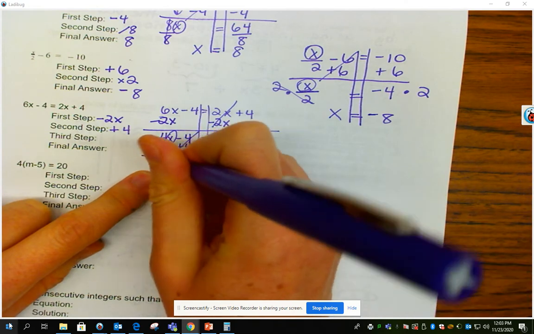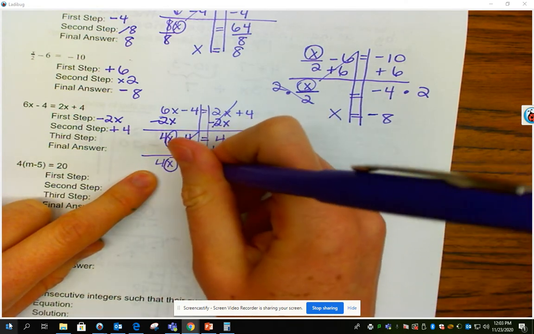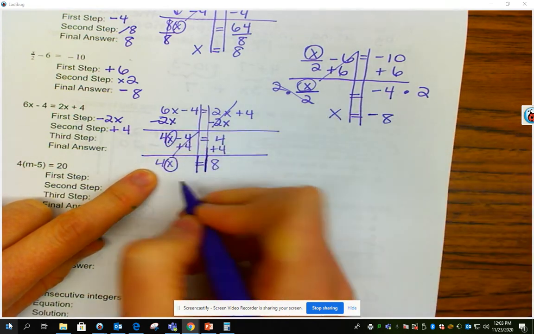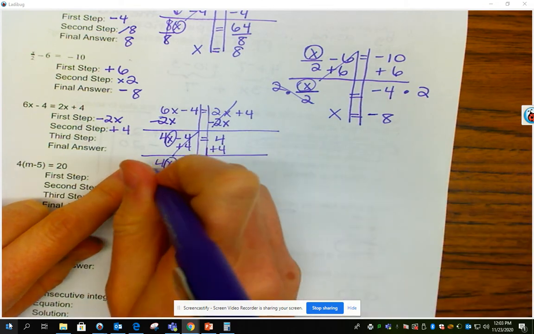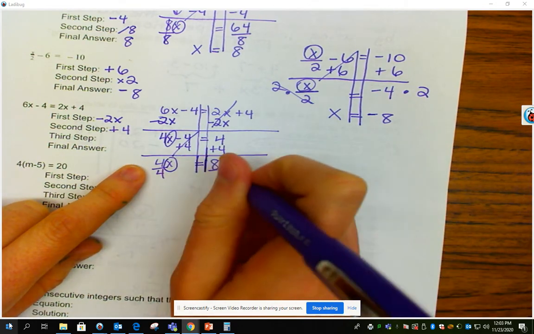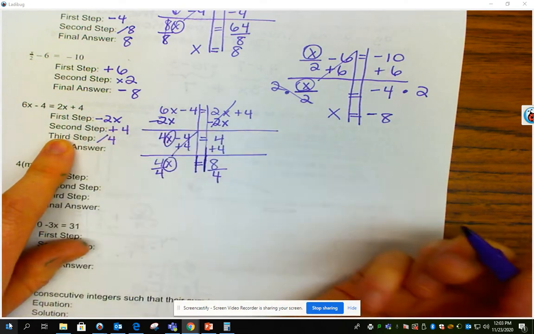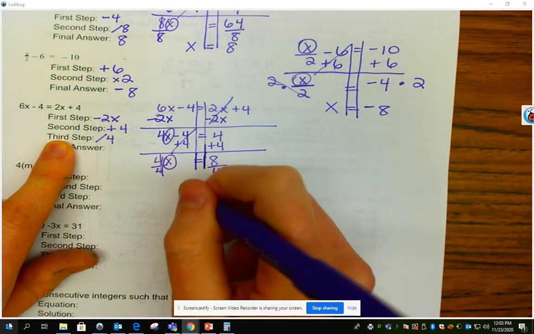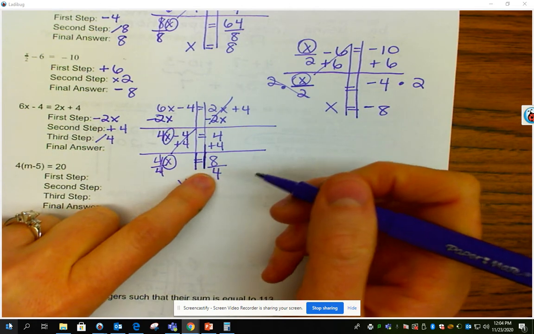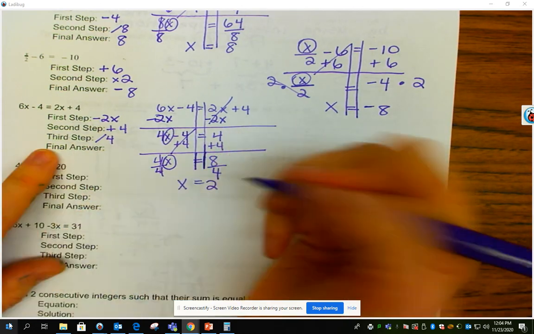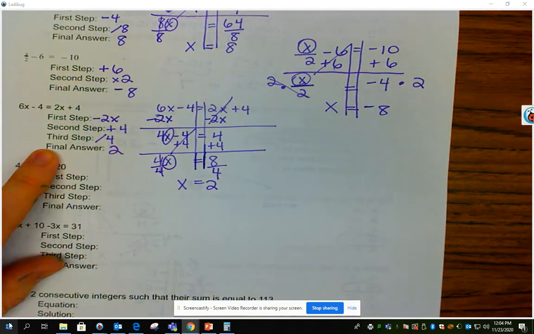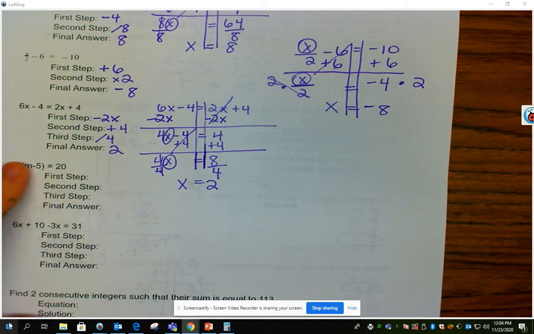Again, looking on the side with the variable, 4 is being multiplied by x, so the opposite would be to divide by 4. So my third step is to divide by 4. That leaves me with x equals 8 divided by 4 is 2. So my final answer is 2. All right, let's try this next one.